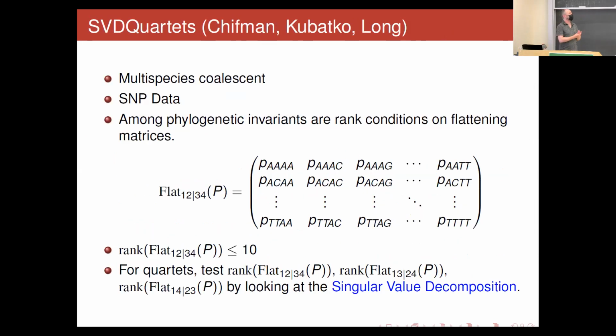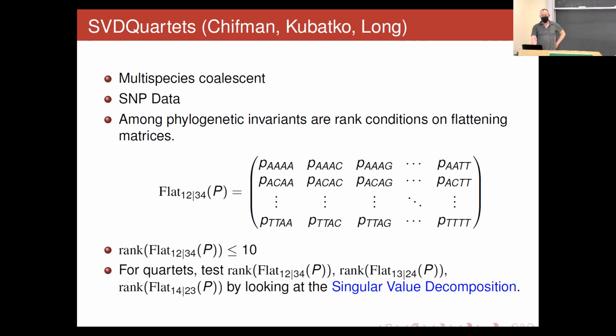Here's an example of what that looks like, and this is probably the most famous and successful method for doing this. It's called SVDQuartets, of Chifman, Kubatko, and Long. And it's for a more complicated model than the one that I've told you about so far, that involves this extra thing called the multi-species coalescent. Still, the phylogenetic invariants that they end up using correspond to rank conditions from the flattenings, but it ends up being not rank 4, but rank 10 is the special rank of interest.